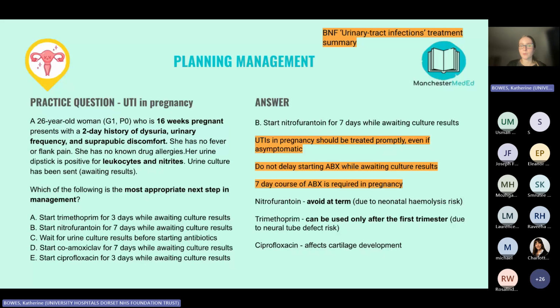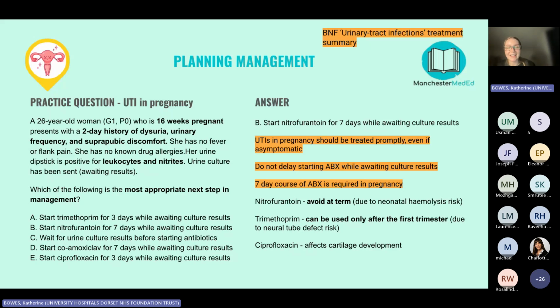Okay, so UTIs in pregnancy should be treated even if they're asymptomatic. So this lady does have symptoms, but if this was just found on a urine dip, you'd still treat. And you shouldn't delay starting antibiotics while awaiting the culture results. Instead of the usual 3-day course for a UTI, you're going to give 7 days in pregnancy.